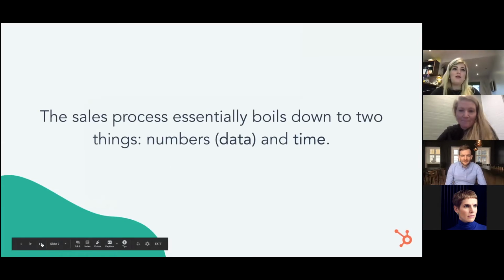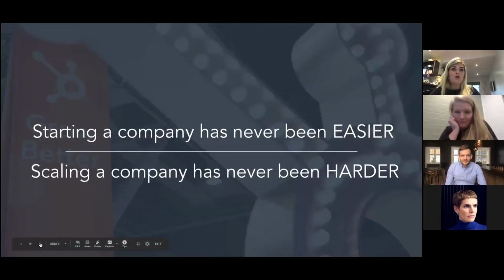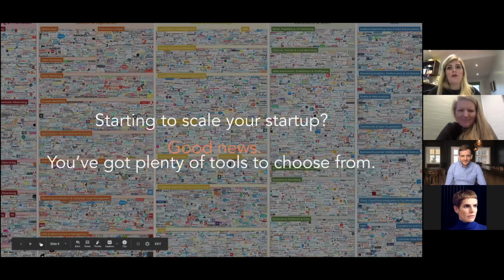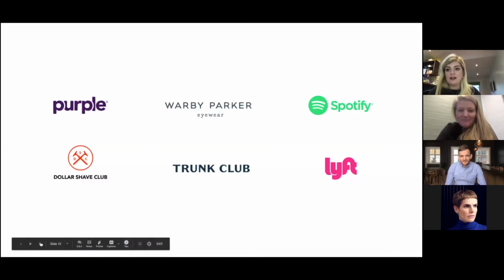So essentially for us, particularly in HubSpot, our sales process will boil down to numbers, i.e. data, and time. As Louise said, starting a company is quite easy. There are a lot of options out there, but actually scaling the company, to bring forward what we spoke on in the last conversation, is quite difficult. But the good news is, if we zoom in here, there's actually a whole heap of options to choose from. When we started HubSpot 15 years ago, there were 4 automation tools on the market. Now there's 4,000. So that's just an idea of what's available.